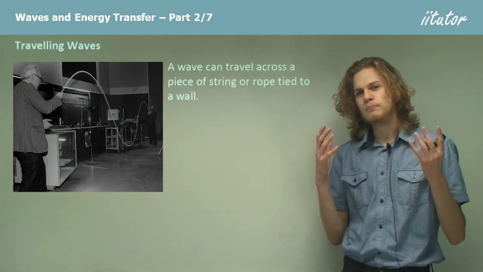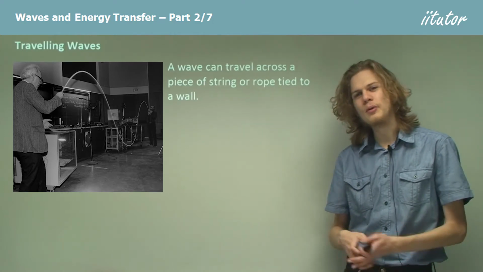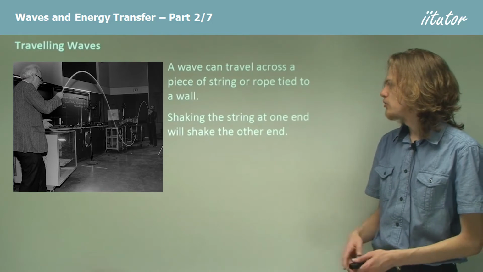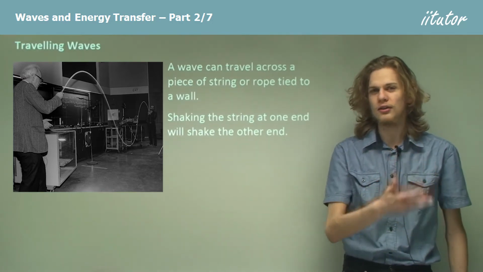If we look at a piece of string or a rope tied to a wall, then we can flick one end to make a pulse travel down the string. So shaking the string at one end will cause the string at the other end to also shake in the same direction.